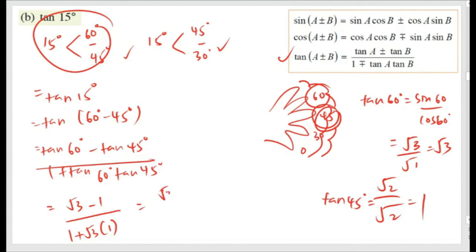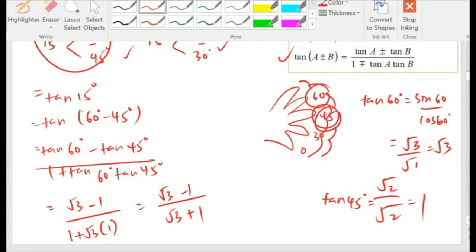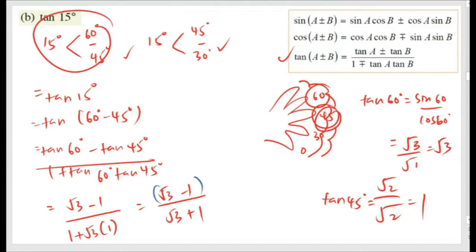So it's square root 3 minus 1 over square root 3 plus 1. That's it. And no, this is not the simplest form. So we need to do something for this one. Why is this not the simplest form? Because the surd cannot be at the bottom, the denominator. We already taught you this from Form 4. So we don't want this one, so we have to change the sign.